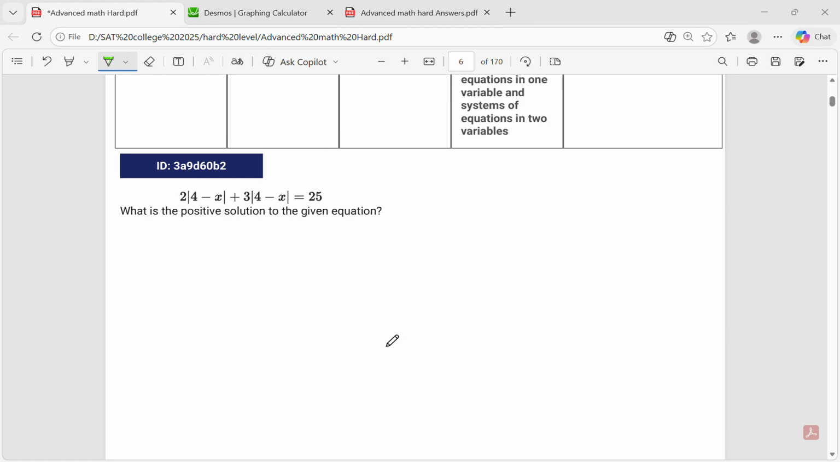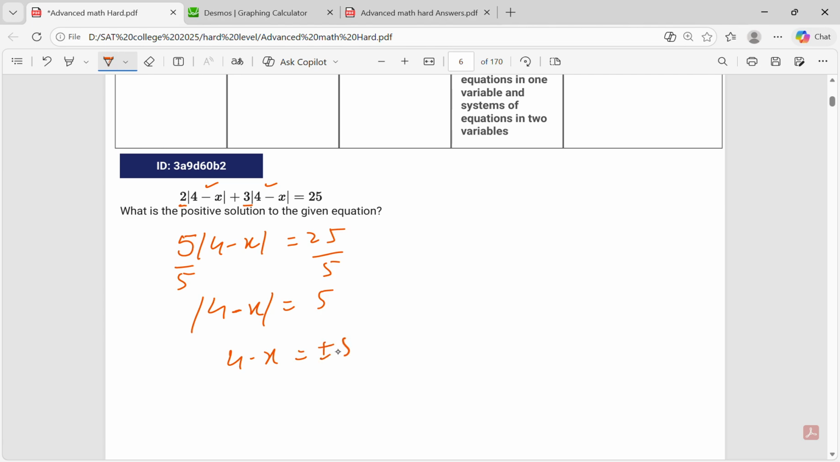Okay, so let's solve this question using the algebraic method and then Desmos. Since the absolute values are the same, we can add them. So it will be 2 plus 3, which is 5, times the absolute value of 4 minus x. We can add them since the value inside the absolute value is the same. Now if you divide both sides by 5, it will be the absolute value of 4 minus x is equal to 5, and if you apply the absolute value, it will be 4 minus x is equal to plus minus 5.